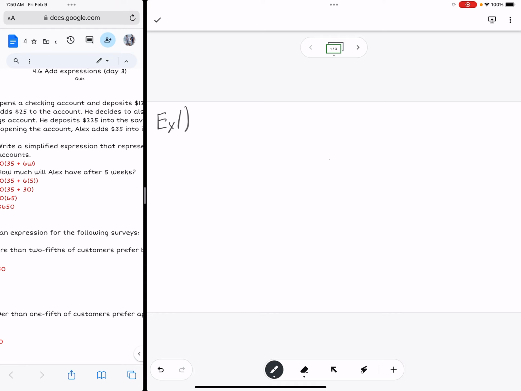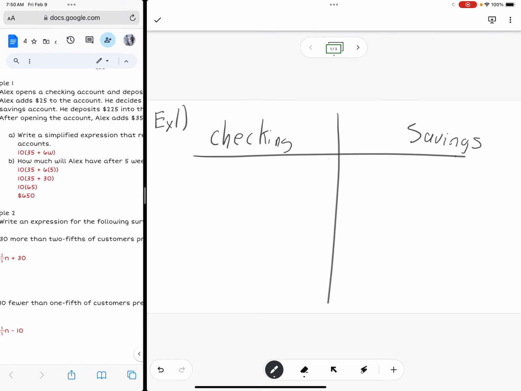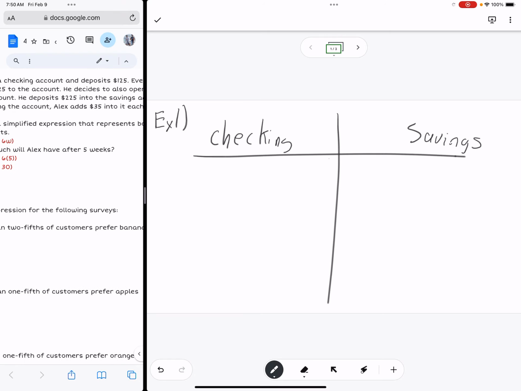So you know what a check is, right? Before credit cards and debit cards, a checking account was for when you wrote checks and cashed them and you would spend money. So it's still called a checking account. You can still write checks, but people just use debit cards. So Alex has both a checking and a savings account. So we have two different accounts, which means we're going to have two different expressions.